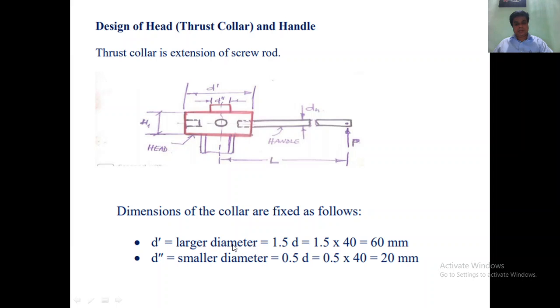So D dash, the larger diameter, is taken as 1.5 times the diameter of the screw rod. The screw rod diameter is 40, so relative to that we calculate it as 60. And D double dash is the small diameter, which is half of that 40. So we get the diameters D dash and D double dash, the larger diameter and smaller diameter of the collar with respect to the screw rod diameter. This is the screw rod diameter, 40 mm, which we had taken just now.